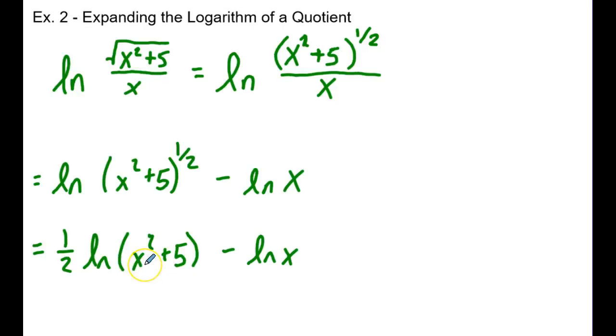Since we have two terms being added, this is treated as one factor, so we can't do anything with this exponent and apply it to the power rule because this term is combined with this term. So think of this as one factor. Now we're done. Exponent value is 1, so we can't apply the power rule.